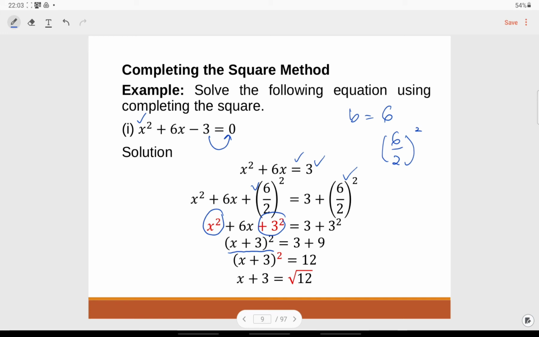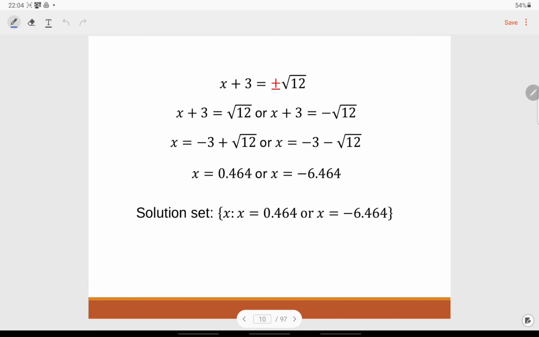At the right hand side, we can compute these two values, 3 plus 9, which is equal to 12. Now the next step is to eliminate the square sign. How? By executing the next step, which is to put square root in both sides. So we put square root at the left side so we can eliminate the square. We put square root at the right hand side so we have this radical. So we have x plus 3 equal to square root of 12. Okay, next. So how to solve this equation?